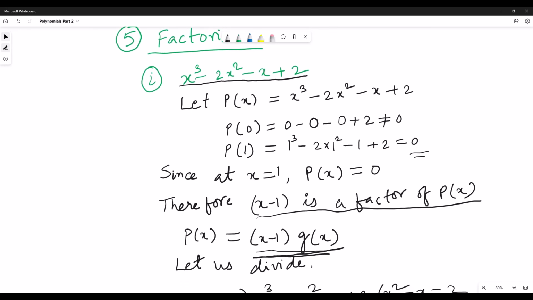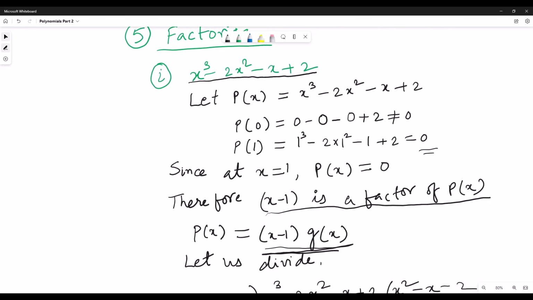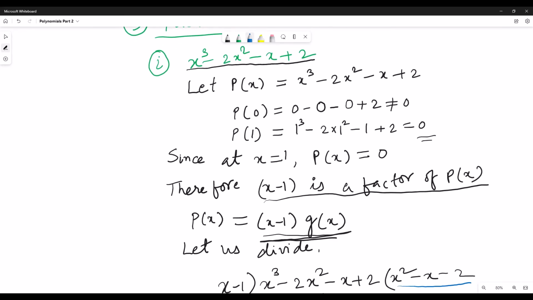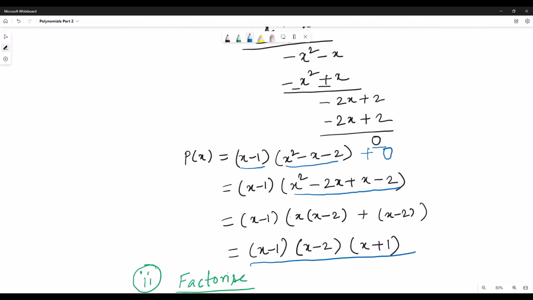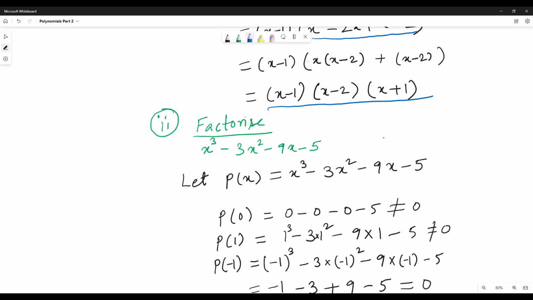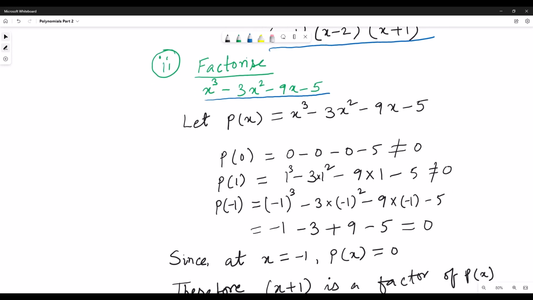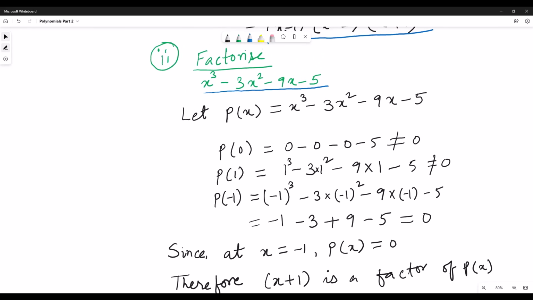So to factorize it, you can use the factor theorem. If you can find an a such that for x equal to a the polynomial is 0, then x minus a is a factor of the polynomial, from the factor theorem. So this is the use of the factor theorem. So we are factorizing x cube minus 3x square minus 9x minus 5. We will first find the roots of this polynomial.